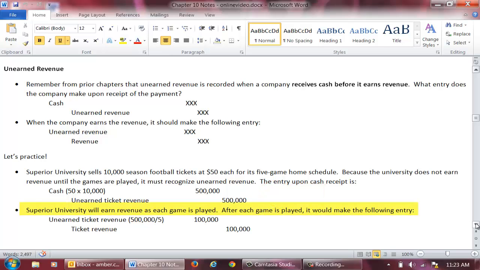As the games are played, the university would recognize the portion of revenue earned after each game is played, which would be calculated by taking total revenue of $500,000 and dividing it by 5 games. The university will earn $100,000 after each game is played. It would debit unearned ticket revenue and credit ticket revenue by $100,000 after each of the 5 games.